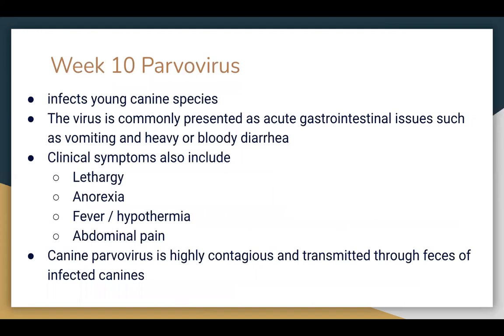So the parvovirus can infect young canine species. This is dogs, coyotes, anything that's dog-like. The virus can present as acute gastrointestinal issues such as vomiting or heavy and bloody diarrhea. Clinical signs also include lethargy, anorexia, fever or hypothermia, abdominal pain, and it's highly contagious and can be transmitted through the feces of infected canines.